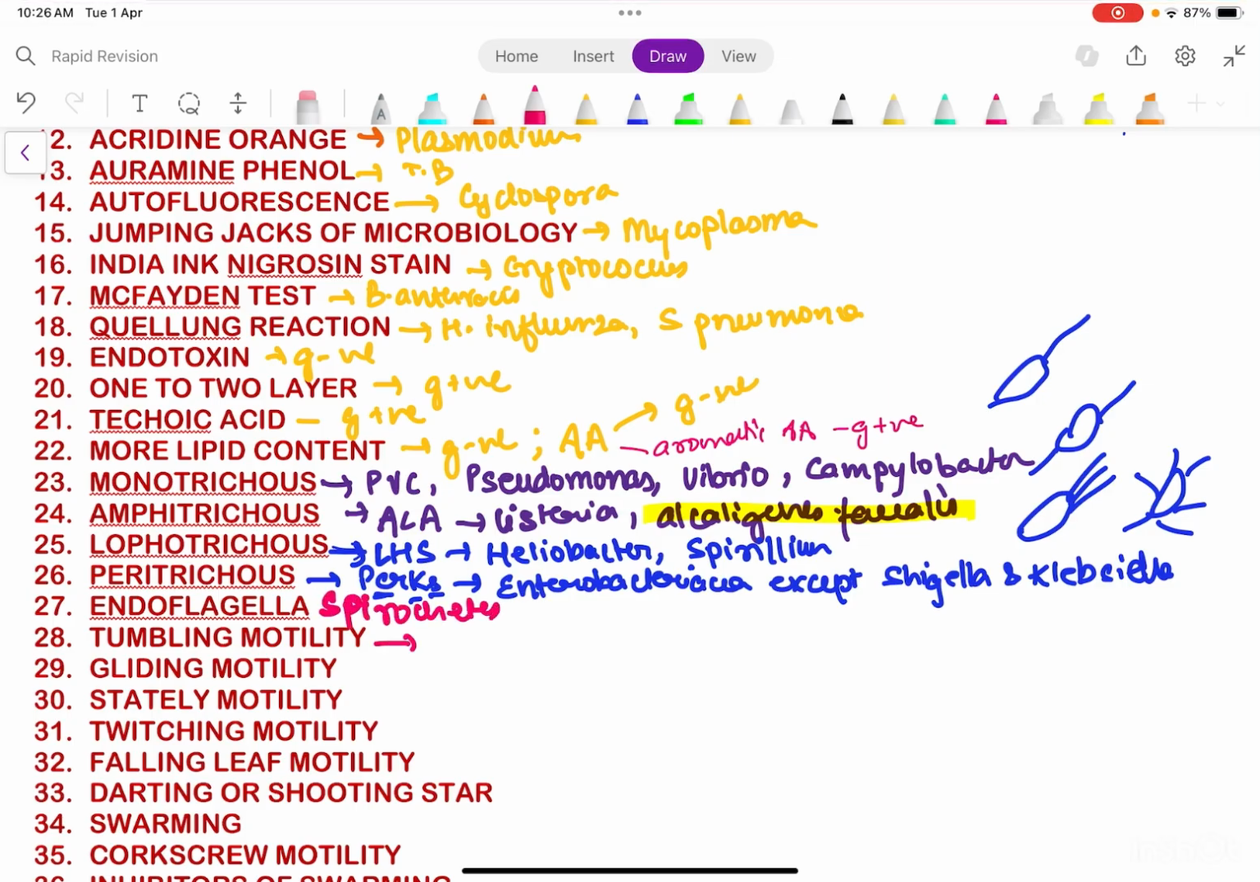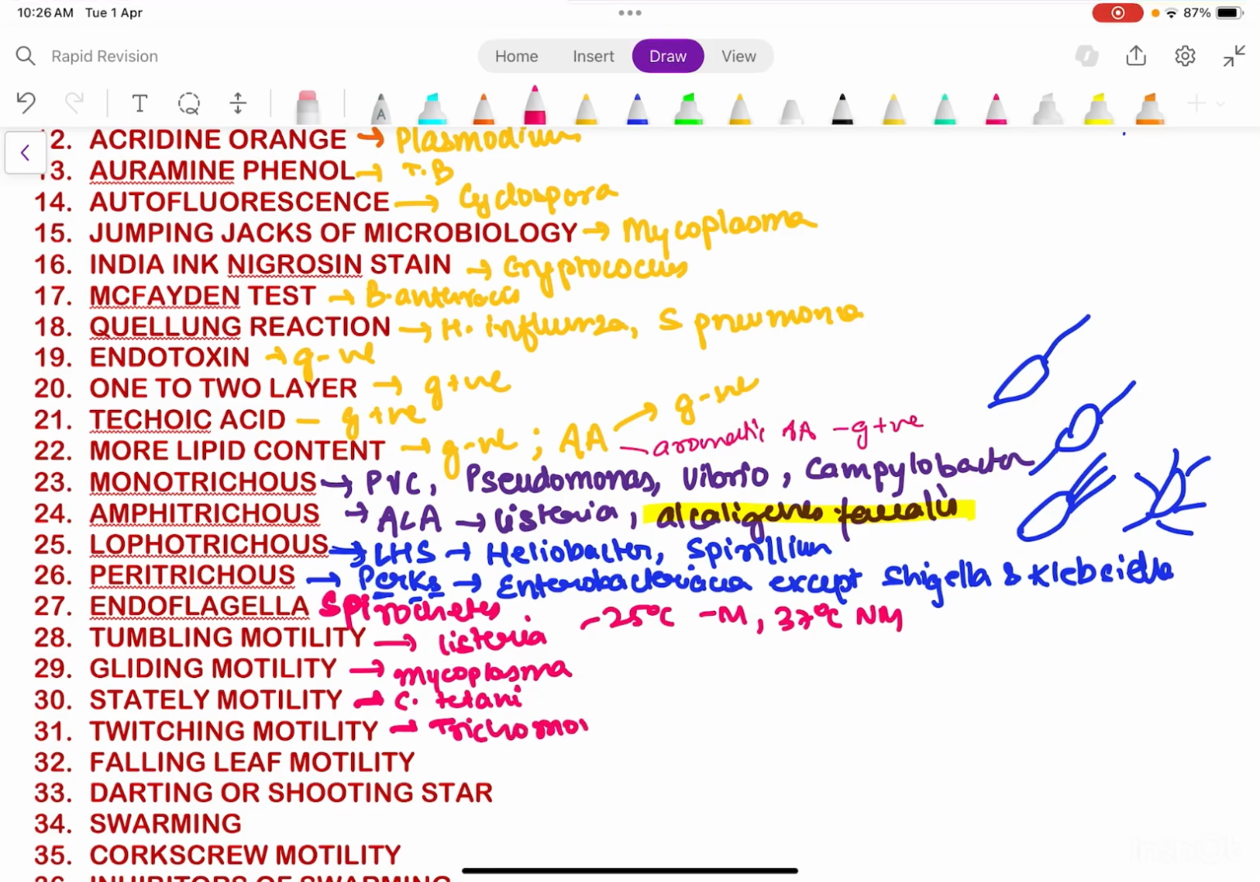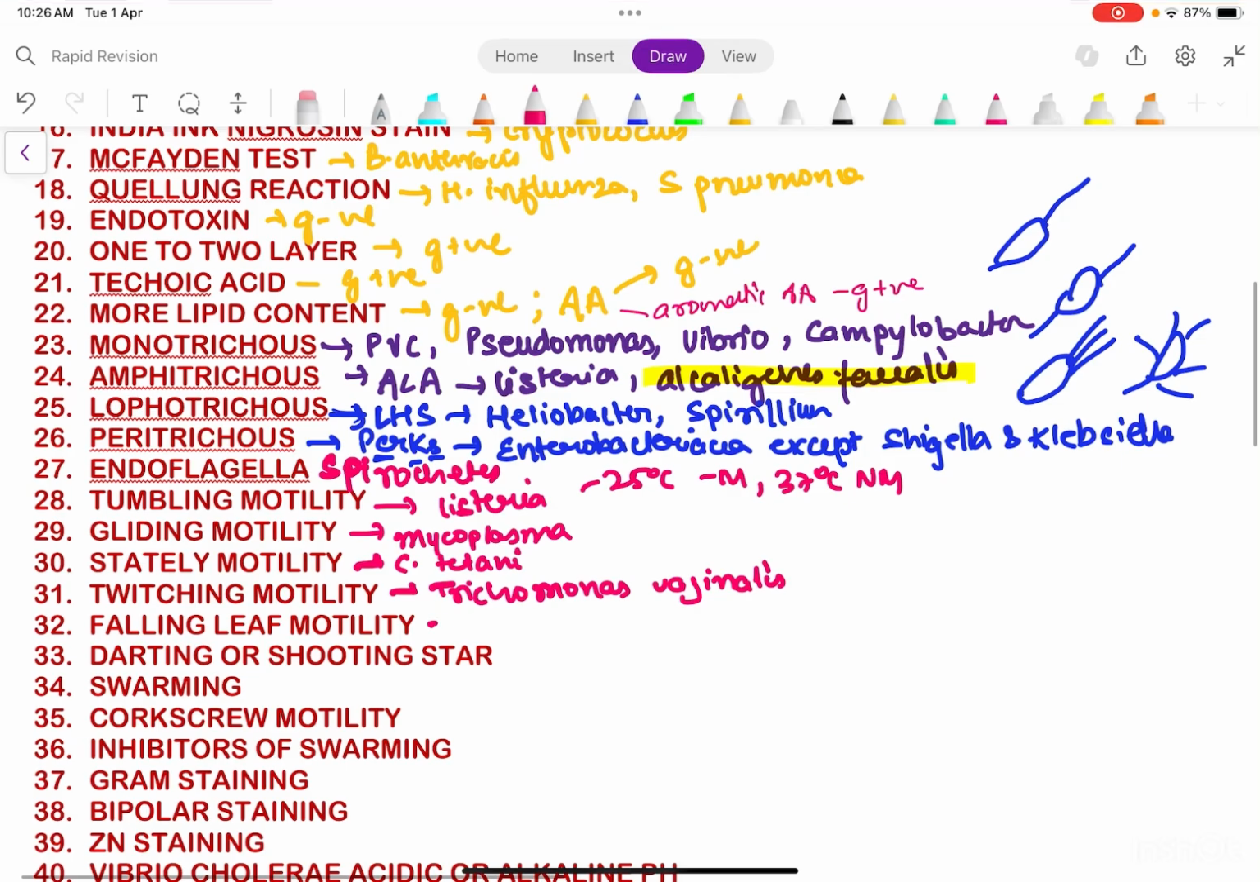Now let's talk about motility. Tumbling motility is shown by Listeria. It is motile at 25 degrees Celsius, but non-motile at 37 degrees Celsius. Then gliding motility is by Mycoplasma, stately by Clostridium tetani, and twitching by Trichomonas vaginalis.